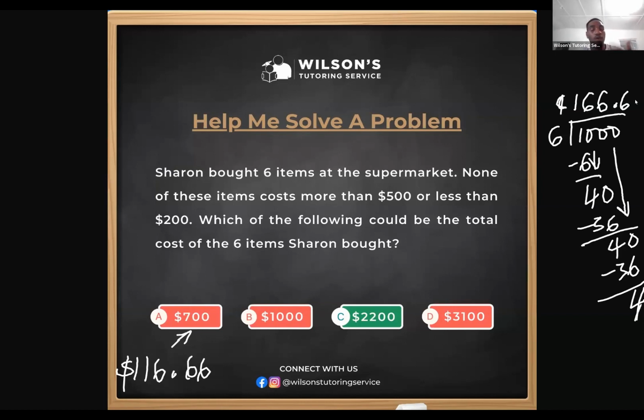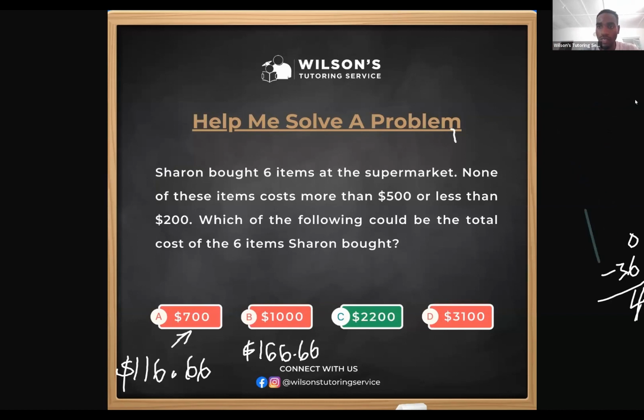So could $1,000 purchase these items? Hello? No, sir. No, because one item would be worth somewhere at $166.66. Now, if we jump a little further, let's try it with the 2,000. Hold on, let me erase this. Let's try it with the $2,200.